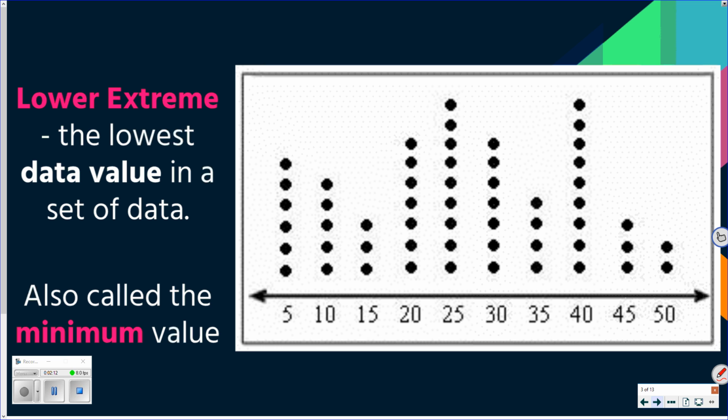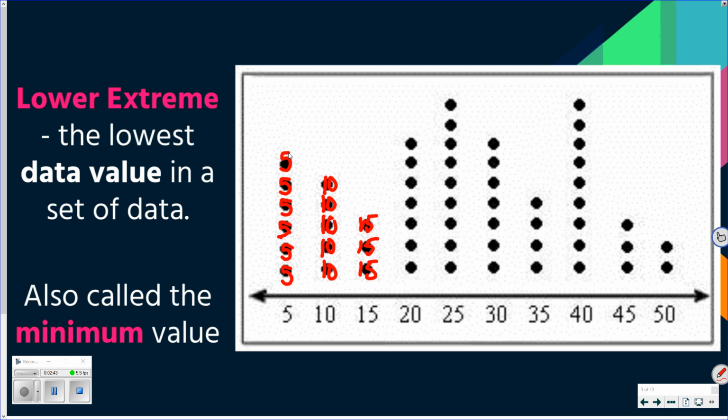Another new vocabulary word is the lower extreme. The lower extreme is the lowest data value in a set of data. So if we think about all of the data on this dot plot, again, realizing that each one of these dots represents a number, if I were to write out all the 5s, it would look like that, right? These are 10s. These are 15s, and so on and so forth.